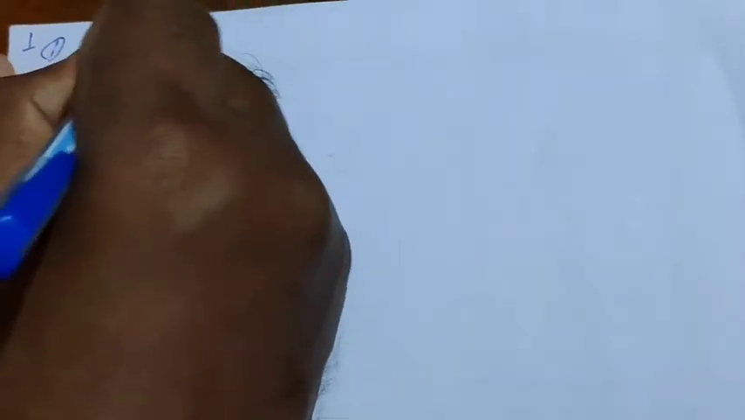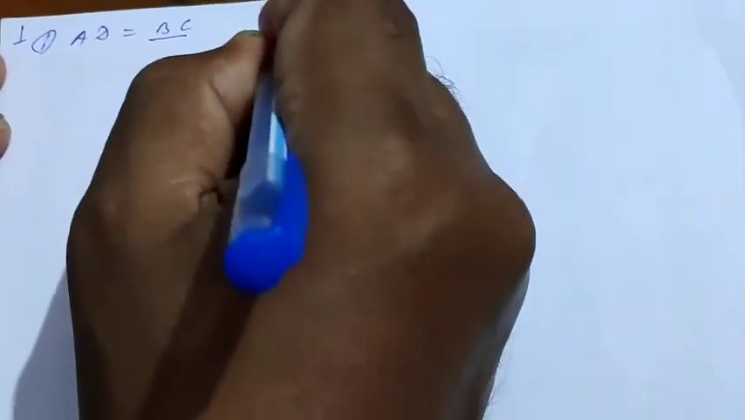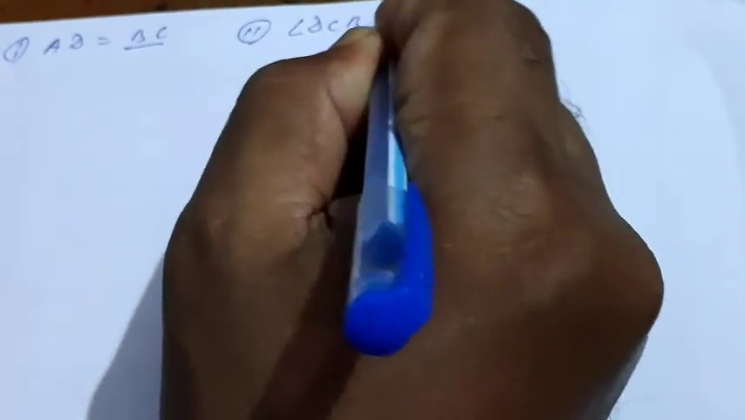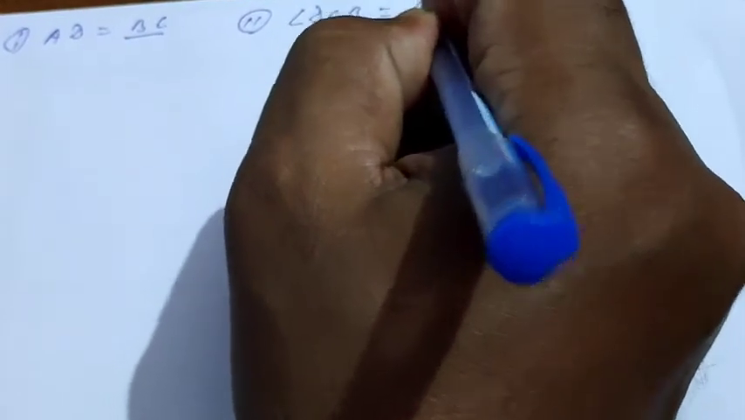Today we will start exercise 3.3. In question number 1, you have to fill in the blanks looking at the figure. First one of question number 1: AD equal to BC. Second, angle DCB equal to angle DAB.